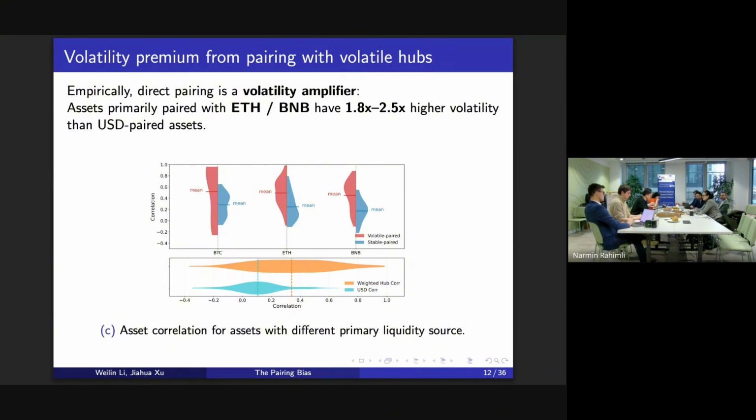And we calculate their correlation with top tokens like Bitcoin and Ethereum. We can observe that the mean correlation is higher, by maybe 0.2 to 0.3, than for these USD-pegged coins. So that tells us that if you pair with a volatile token, your asset is indeed more fluctuating. Even though there's no one trading, you still see the candle lines bumping. So that's what we observe here.